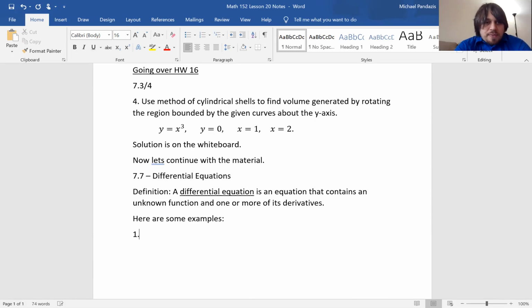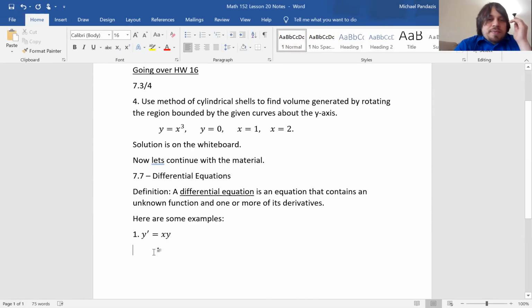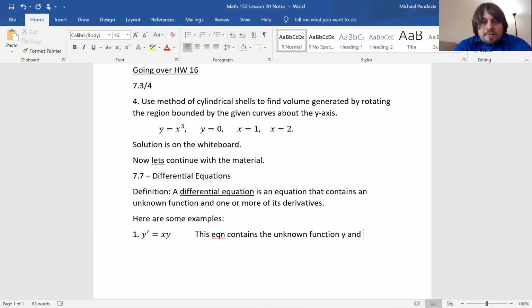So here are some examples. The first example is y prime equals xy. This is an equation that contains an unknown function y and its derivative y prime. This equation contains the unknown function y and one of its derivatives, y prime. And so that's why it is a differential equation.